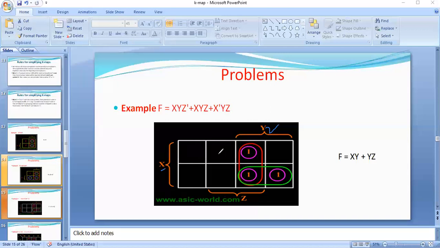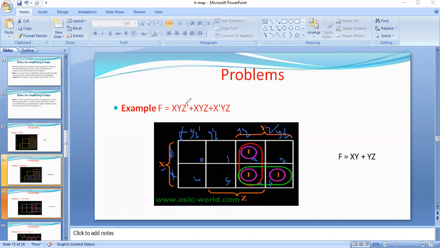First you have to draw the K-map. For a 3 variable K-map, the cells are 0, 1, 3, 2 and 4, 5, 7, 6. If the given expression is SOP, this row is X bar and this row is X. The columns are Y bar Z bar, Y bar Z, Y Z, and Y Z bar.